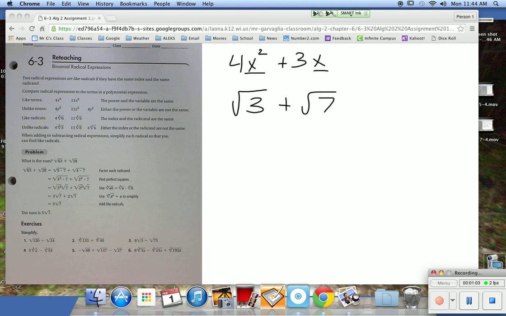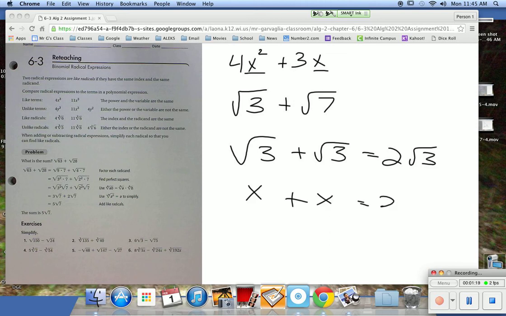But if we had the square root of 3 plus the square root of 3, then we can add those. This would be 2 square root of 3. Just like if we added an x plus an x, it would be 2x. All right? That's how we can add radicals.